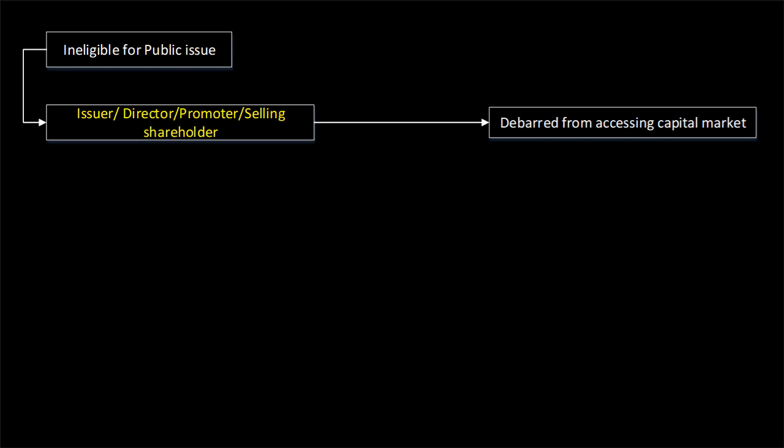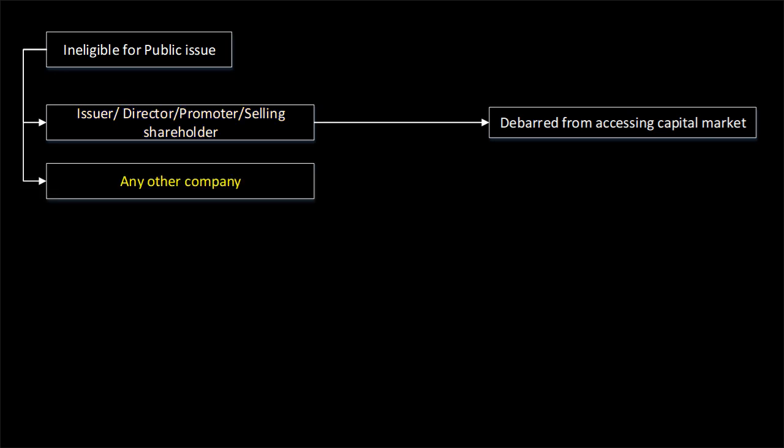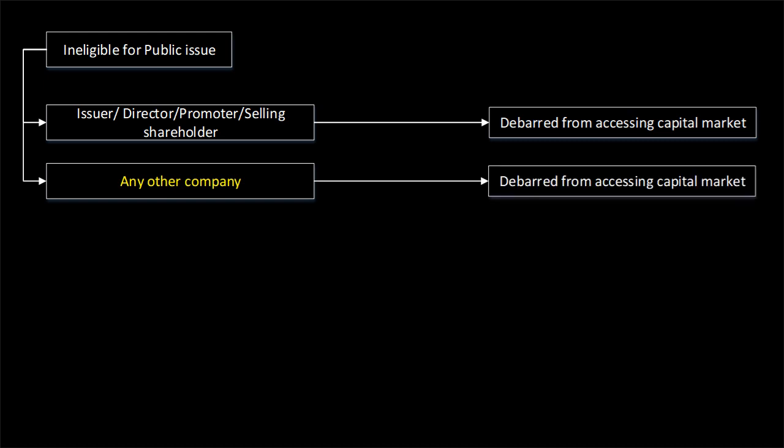Second situation says that when any company other than the issuer is debarred by Sebi from accessing the capital market, and either any of the directors of the issuer or any of the promoters of the issuer is associated with the debarred company as the director or the promoter of the debarred company, then the issuer cannot issue its securities to the public. To understand these 2 conditions better, let's do a small exercise.